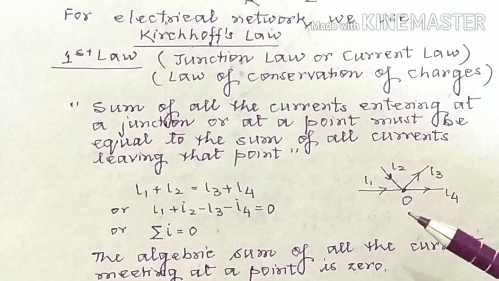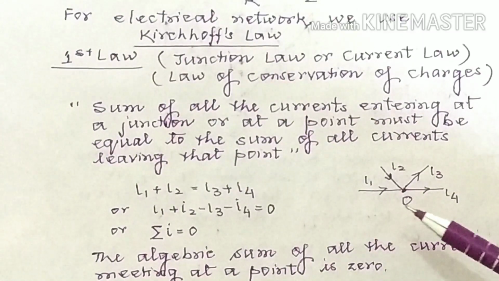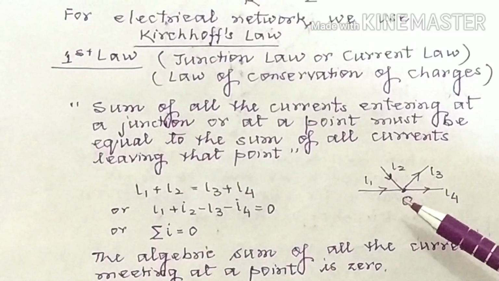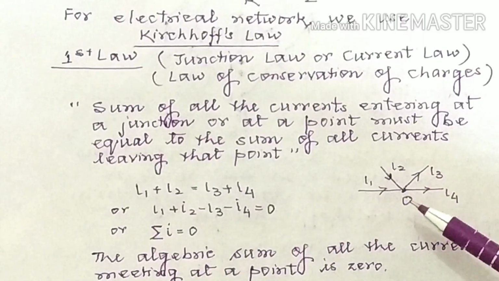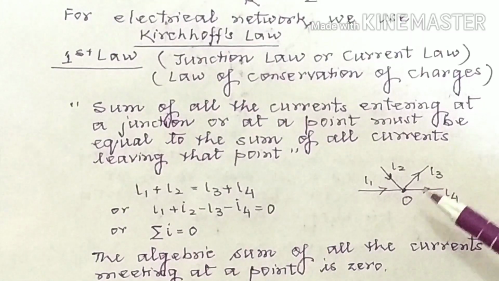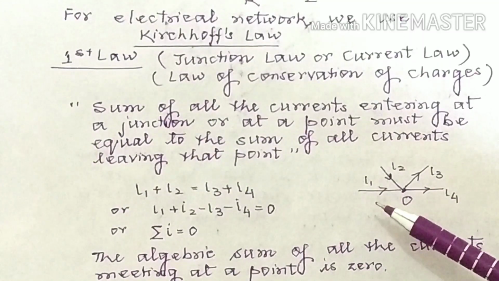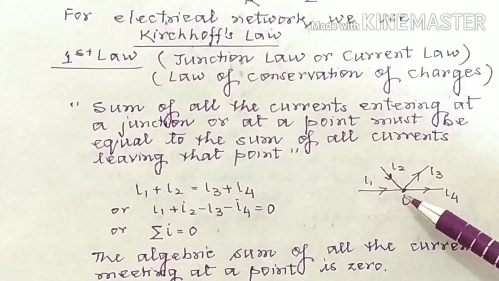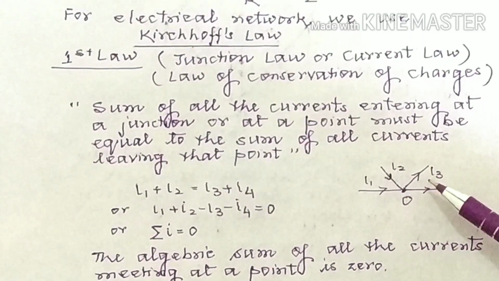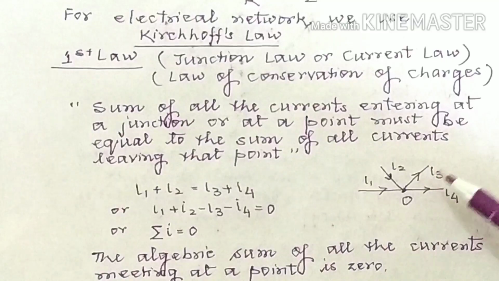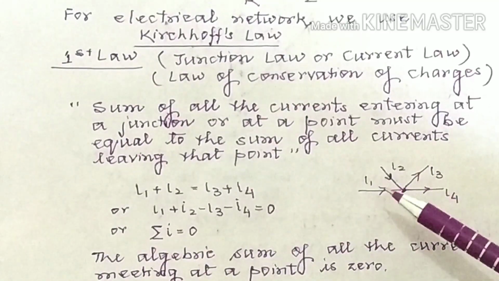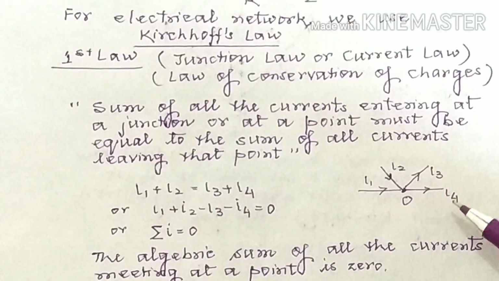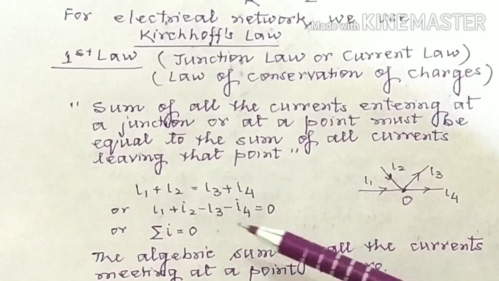What is the meaning of it? The currents entering or meeting at a point are always equal to the current which is coming out from the point. That is I1 and I2. These two currents are meeting at a point O, and the outgoing currents are I3 and I4. So I1 plus I2 is always equal to I3 plus I4, which I have written here.